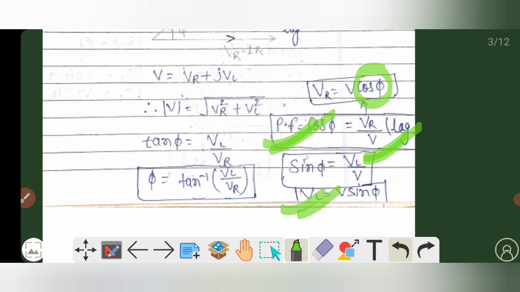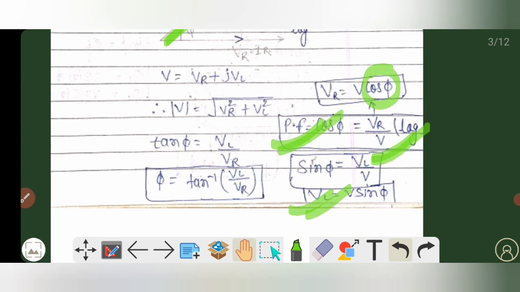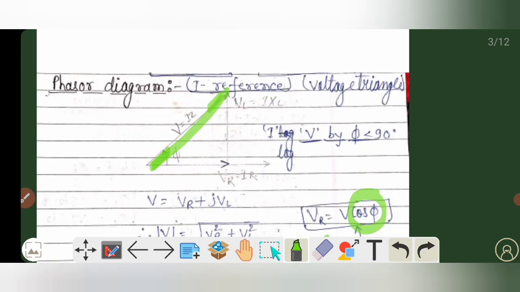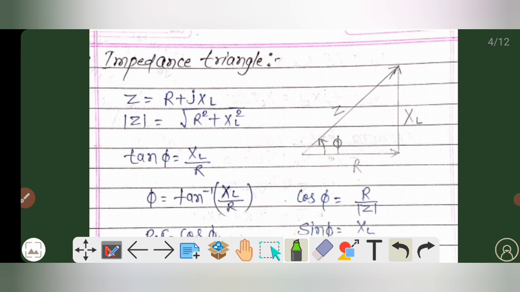Now my dear friends, as you can see here, the overall voltage is leading the current by the angle phi, which is less than 90 degrees. So in this case, we can say that the power factor will be lagging in nature. Now my dear friends, as we move to the next one, we will draw the impedance triangle for the series RL circuit.